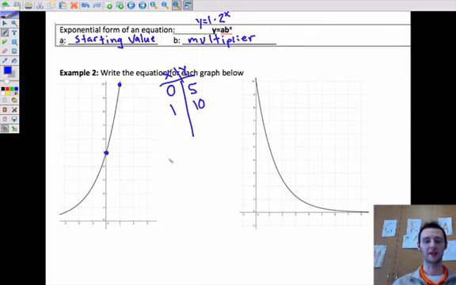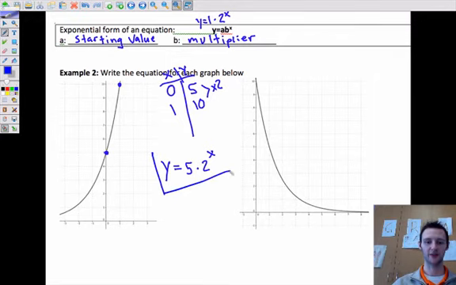So if I can go ahead and write an equation for this, because I have my starting value. A is the starting value, so I'm just going to have y equals 5 times, now we need to figure out b. So it looks like here that we are doubling each time. So my multiplier is going to be b, and then that's to the x. So our equation for this graph is y equals 5 times 2 to the x.